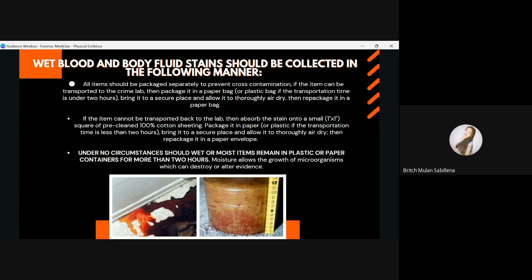By following these steps, investigators can collect and package the wet blood stain in a way that preserves its integrity and prevents contamination. This evidence can be analyzed in a laboratory to help solve a crime.